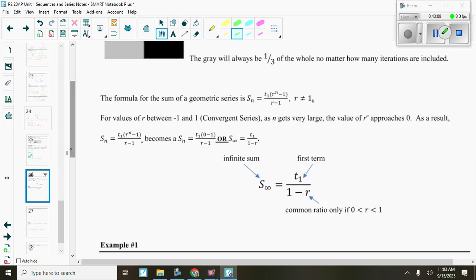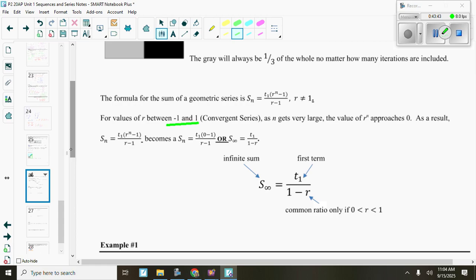Here is the original formula that we had. What happens is, for values of r between -1 and +1, so that means your fraction values, your decimals, like 0.35 or 3/5 or -1/2, kind of between those numbers. If it was greater than 1, that would be growth. If it was like 1.2, just because it has a decimal doesn't mean it's convergent. It has to be less than 1.